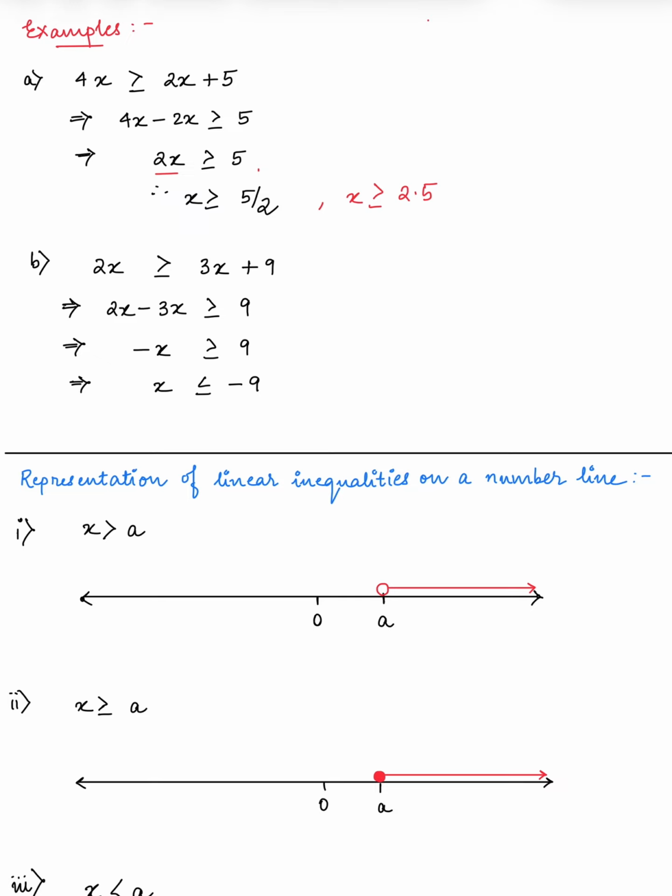Now we don't want the answer in terms of minus x. We want it in terms of x. So we multiply everything by minus 1. We have to make this positive. So we change this sign, and 9 becomes minus 9. So our answer becomes x less than or equal to minus 9. This is the simple and basic application of the change, change, change rule, which is the most important thing.